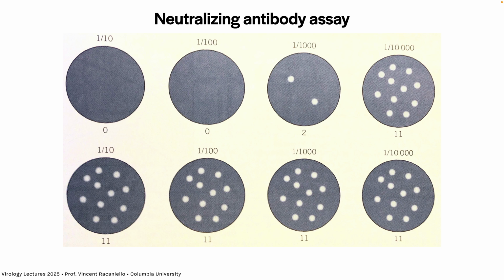So that means the antibodies are neutralizing infectivity. That's what we mean by neutralizing antibodies. They block infection. And then as you dilute out the serum, you can see at 1 to 1,000, you start to get a couple of plaques. And then 1 to 10,000, there's no neutralization. So that gives you an idea of the titers.